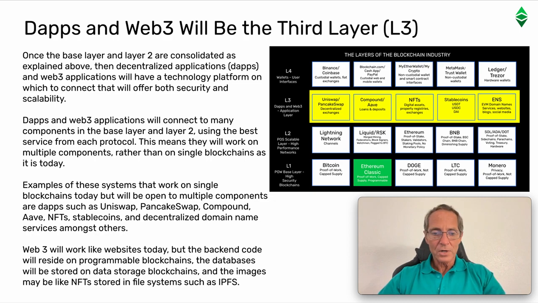Examples of these systems that work on single blockchains today but will be open to multiple components are dApps such as Uniswap, PancakeSwap, Compound, Aave, NFTs, stablecoins, and decentralized domain name services, amongst others. Web3 will work like websites today, but the backend code will reside on programmable blockchains. The database will be stored on data storage blockchains, and the images may be like NFTs stored in file systems such as IPFS.